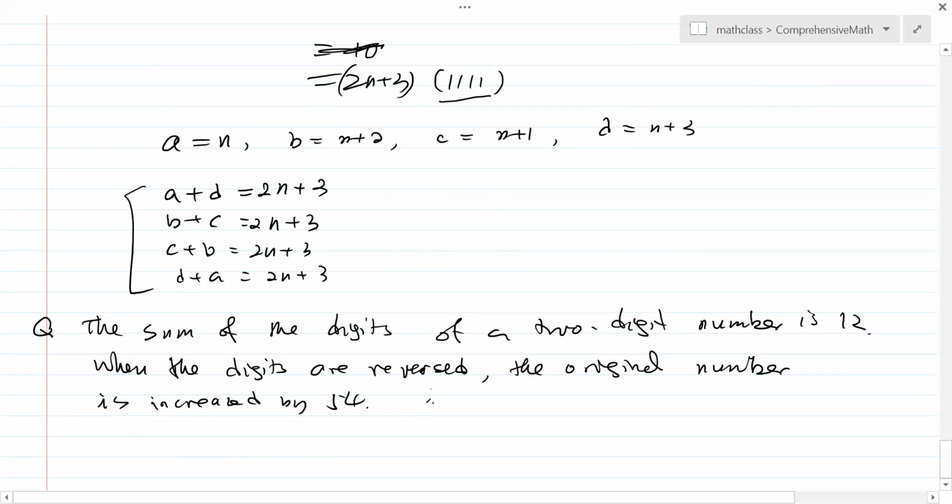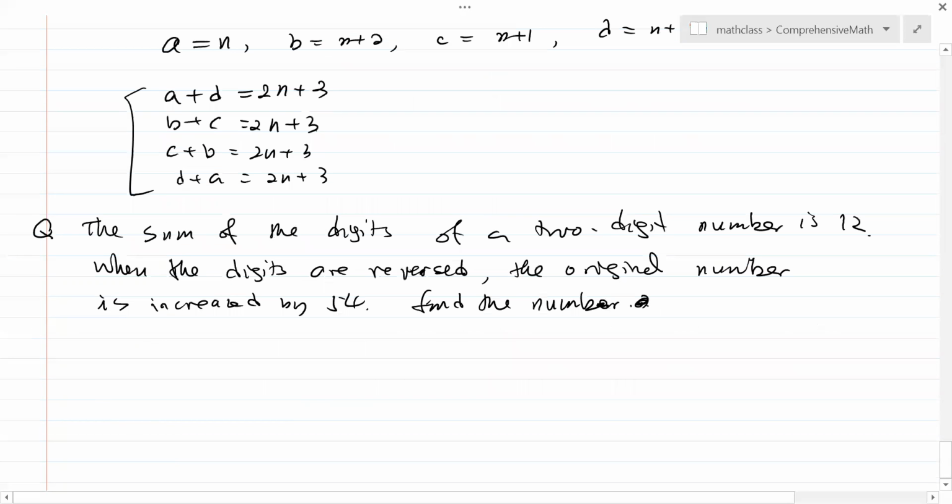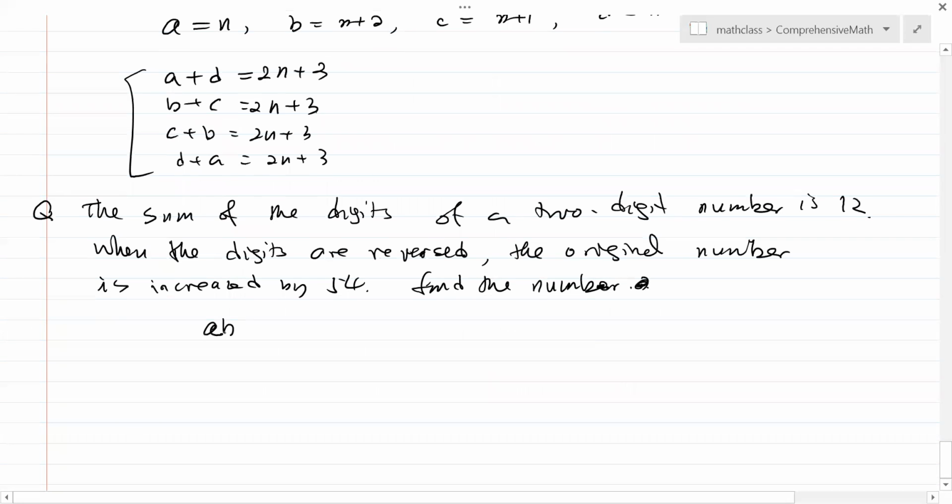Yeah, I just want to find the number. Find the original number. Then of course you can find the product. So you see, it's A and B, right? That's a 2-digit number. The sum of the 2 digits will be A plus B.